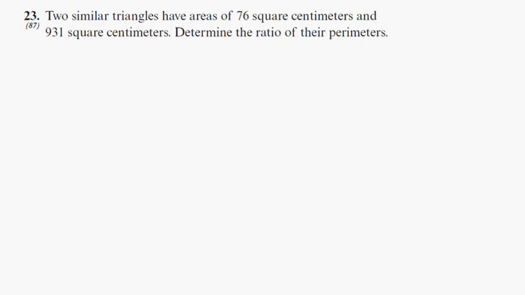So let's just start out with, I guess I'll just call this the small, and this one is going to be the large, right? So we're going to have those two ratios. I'll put the 76 in the numerator, the 931 in the denominator, since that's obviously where they belong.